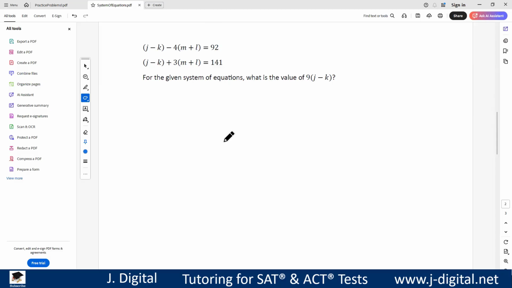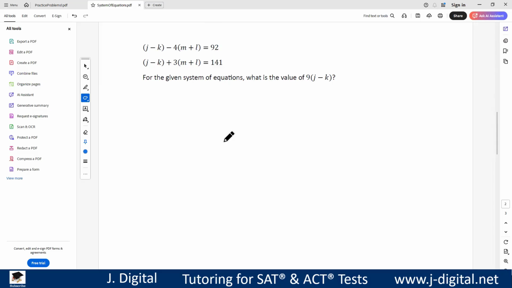All right, let's take a look at this system of equations. So a little bit different than the last one. We have j minus k minus 4 times the quantity m plus l equal 92. And the quantity j minus k plus 3 times the quantity m plus l equal 141. Now if you were to do this by hand, I want the j minus k to stay there, because for the given system of equations, what is the value of 9 times j minus k? So we can solve for j minus k.